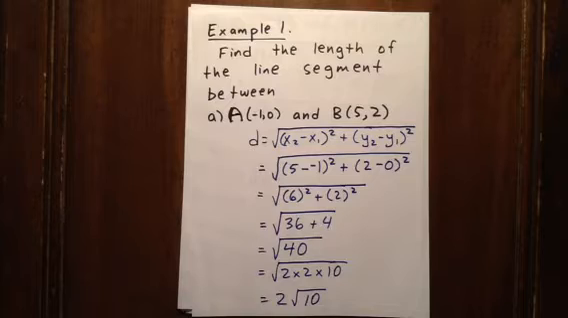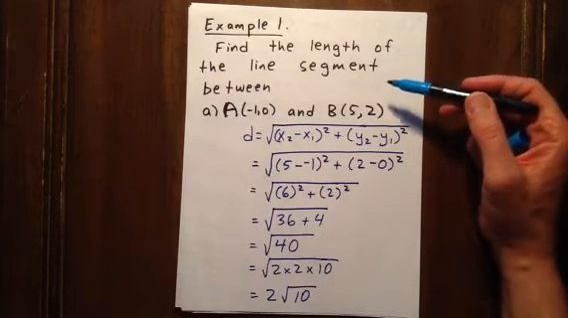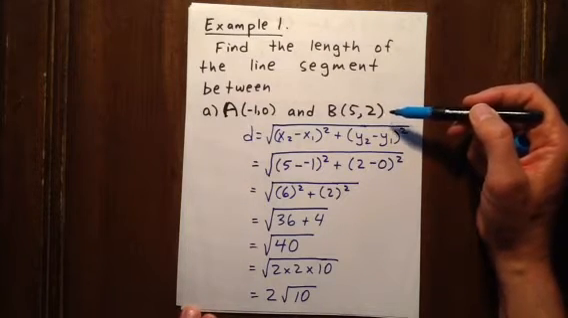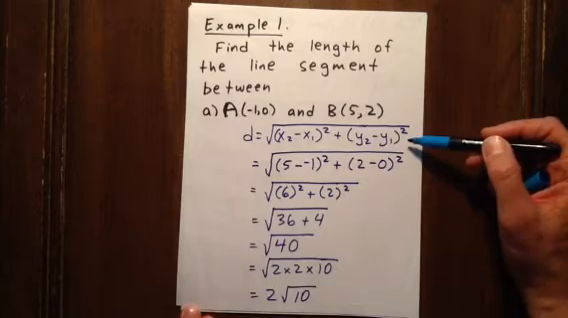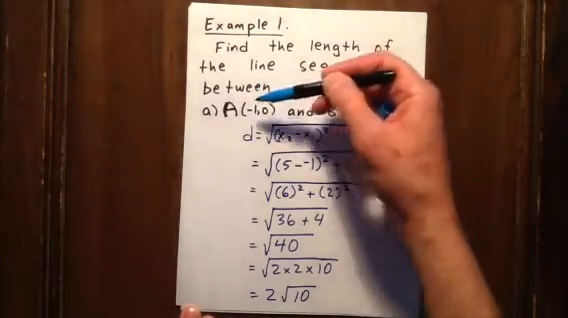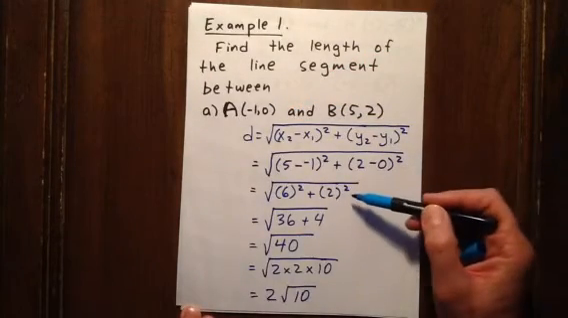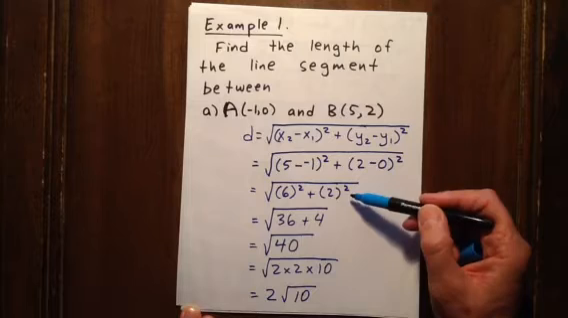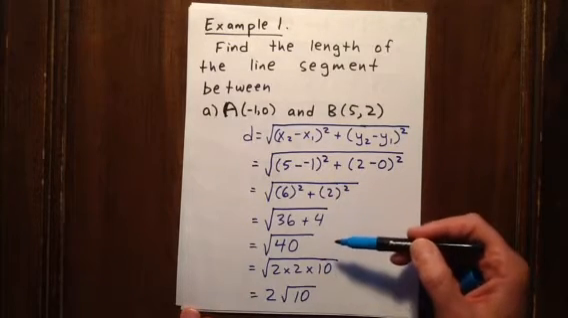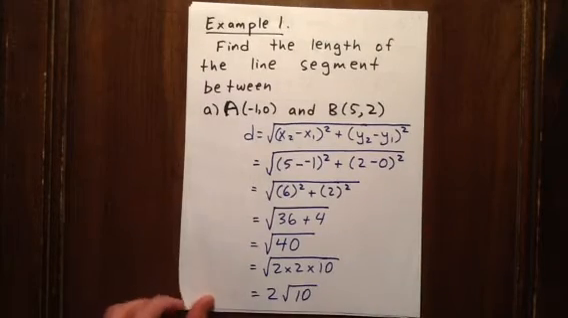So let's do a few examples here together. We're going to find the length of the line segment between the points A (-1, 0) and B (5, 2). Well, we use our formula, and we sub in x2 minus x1 and y2 minus y1. And that gives us the square root of 36 plus 4, which equals the square root of 40, which when we simplify becomes 2 root 10.